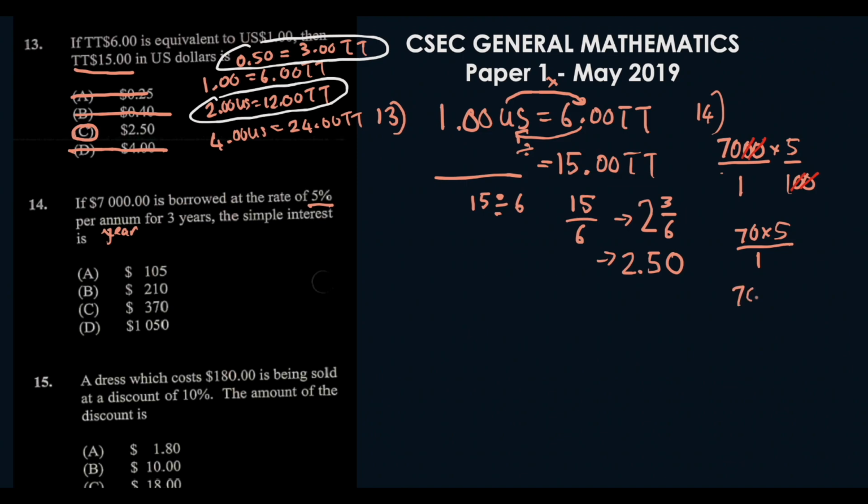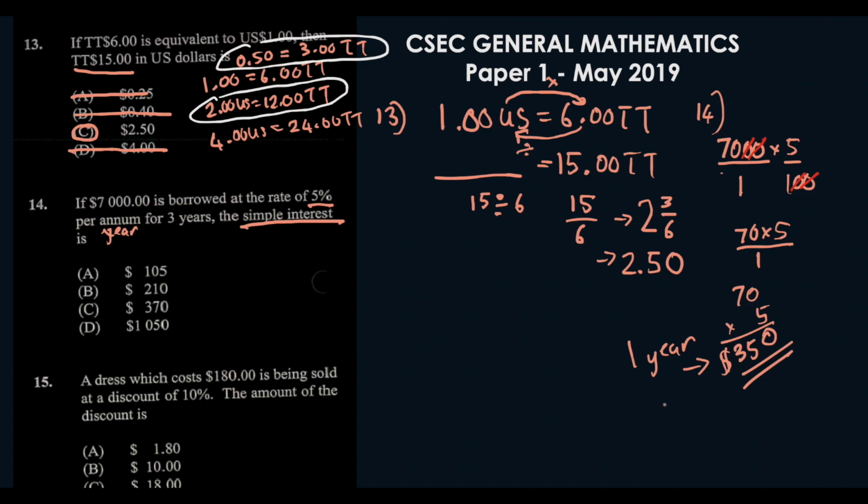So 70 times 5. So 0 times 5 is 0, and 5 times 7 is 35. So 35. So we have $350, which we receive in 1 year. So in 1 year, we receive $350. But the question says we receive $350 for 3 years. And how do I know it's $350 per year? Because it says simple interest. Once it's simple interest, it's going to be the same amount each year.